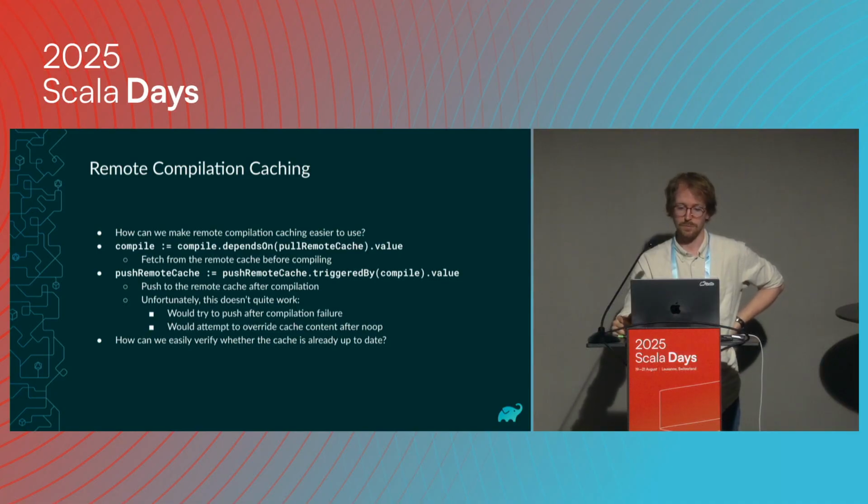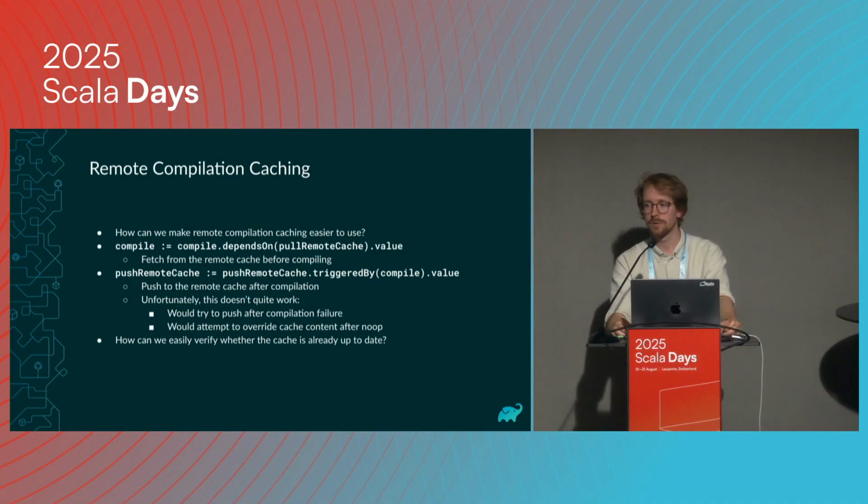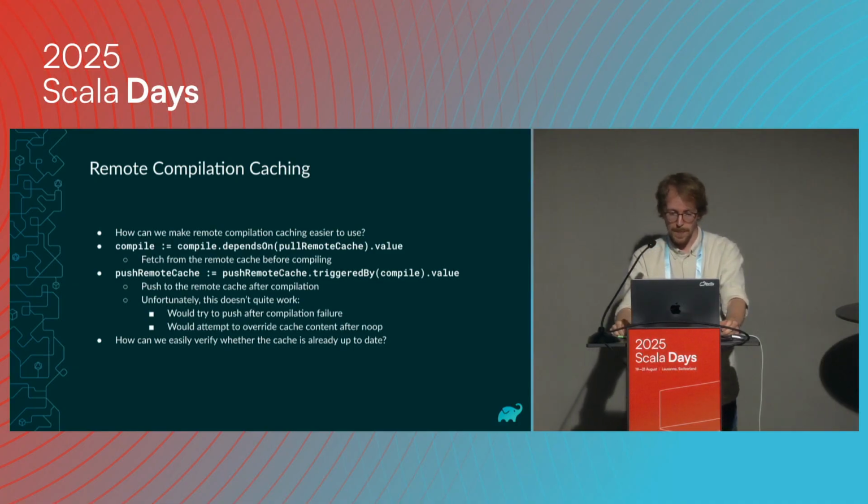So let's say that a push remote cache should be triggered by compile, so that whenever we execute compile, it's going to update the remote cache. Well, that's a good idea, but unfortunately, it doesn't quite work for two reasons. First, it would attempt to push to the remote cache even after a compilation failure, which is not something that we want. And it would also attempt to override the cache content after a no-op, which is wasteful.